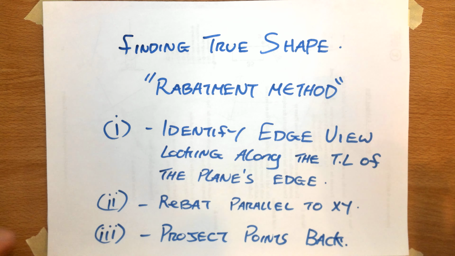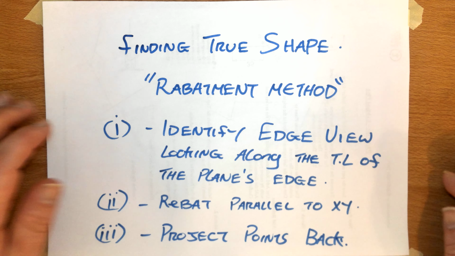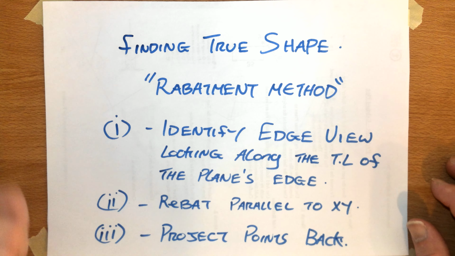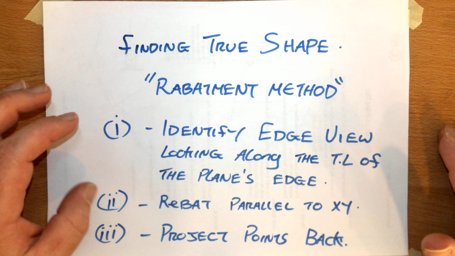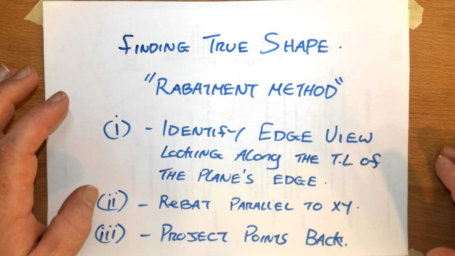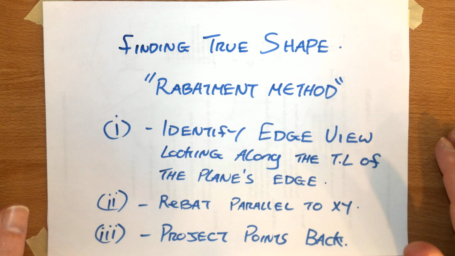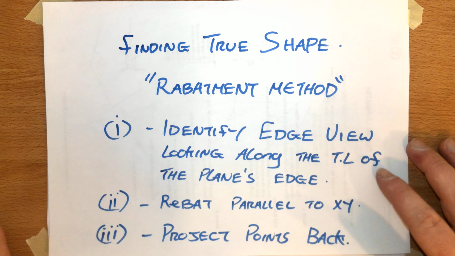Okay, so this is an alternative way to finding the true shape of a plane. It's called the Rabatment method. There's 3 steps to this again. Number 1 is to identify the edge view of the plane while looking along the true length of the plane's edge. So you have to look along one of the edges, and I'll explain that further in a second.